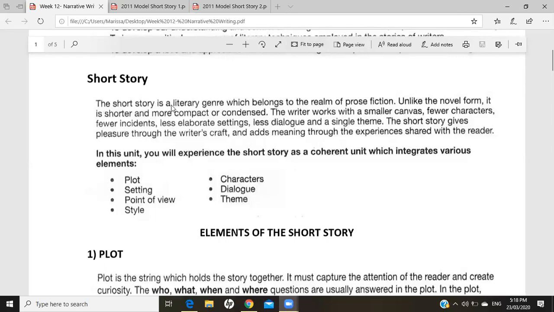So the short story is a literary genre. It's a literary genre because in literature we have different genres like poetry, drama, and prose, which will fall under the short story. The drama will be things like plays, the poetry will be poems, and prose will be like novels or short stories. So the short story is a literary genre which belongs to the realm of prose fiction.